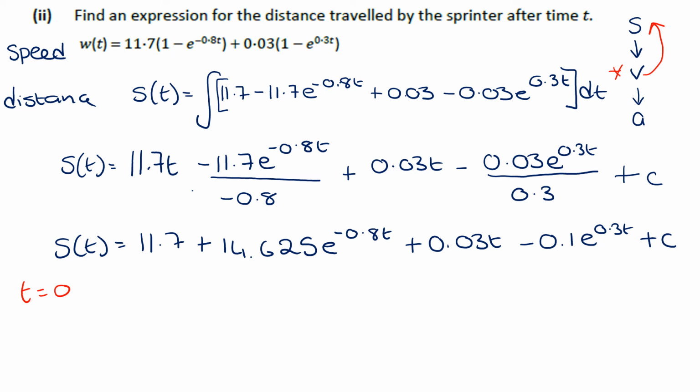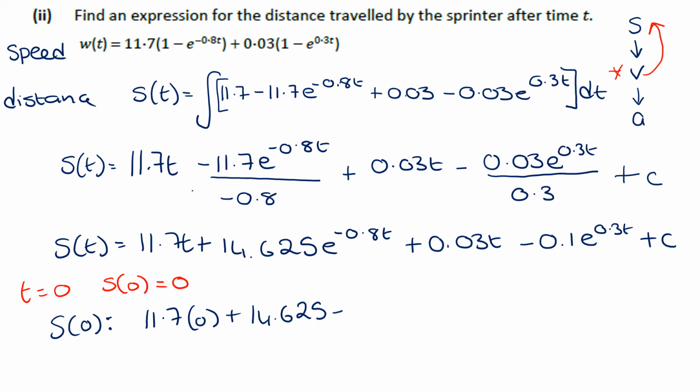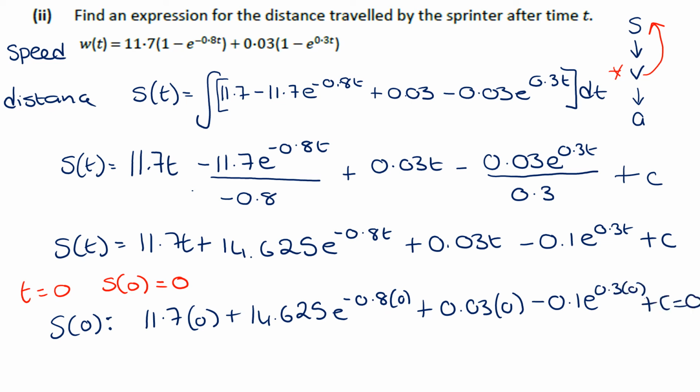But we also know how far you have traveled at the start, and the answer will be, well, nothing. So if I sub in 0, my distance or displacement should also be 0. So when I do that, I'm going to get s of 0, which gives me 11.7 times 0 plus 14.625 e to the power of minus 0.8 times 0 plus 0.03 times 0 minus 0.1 e to the power of 0.3 times 0 plus c, and that should all equal 0.